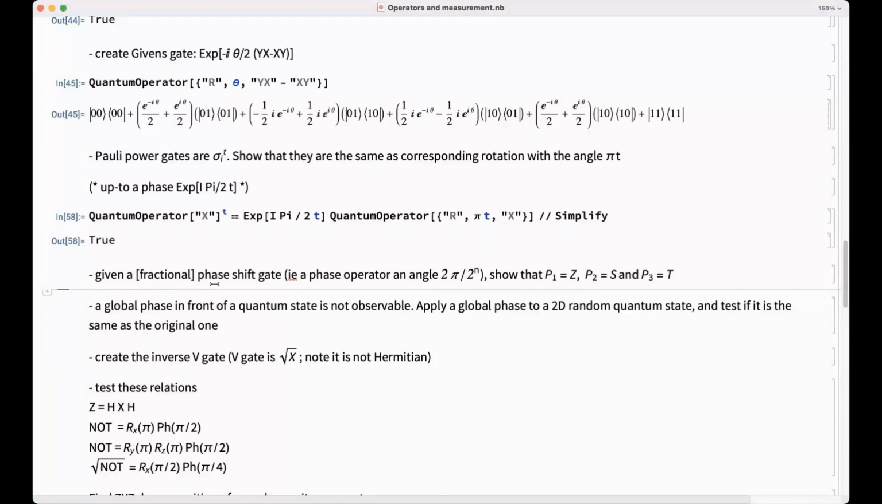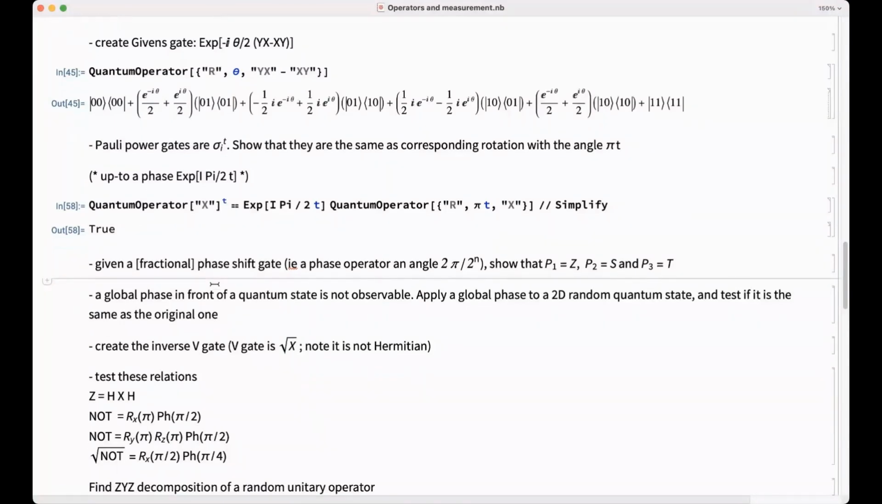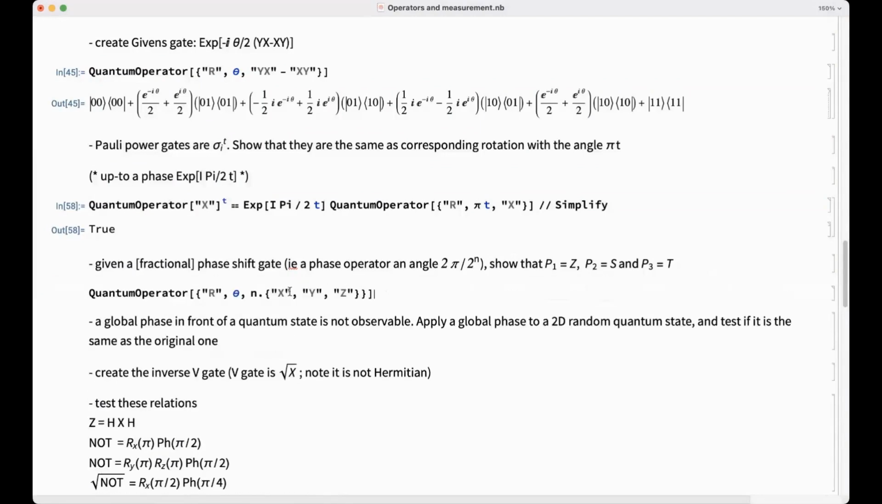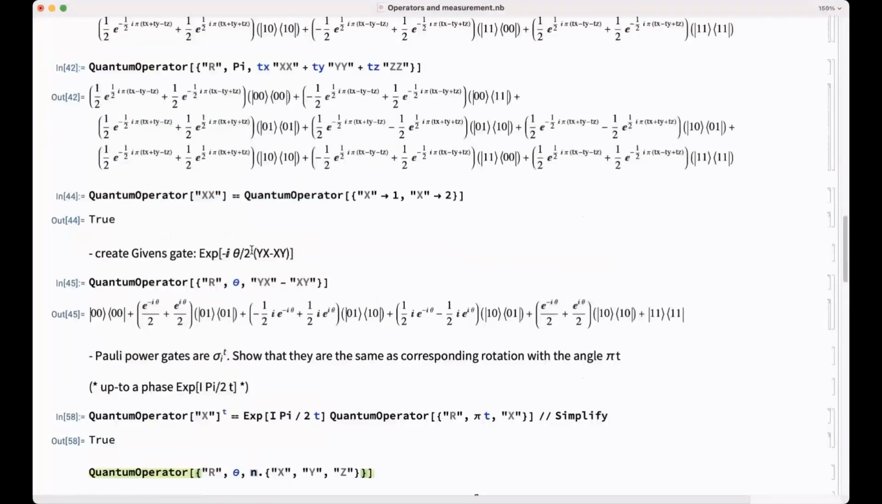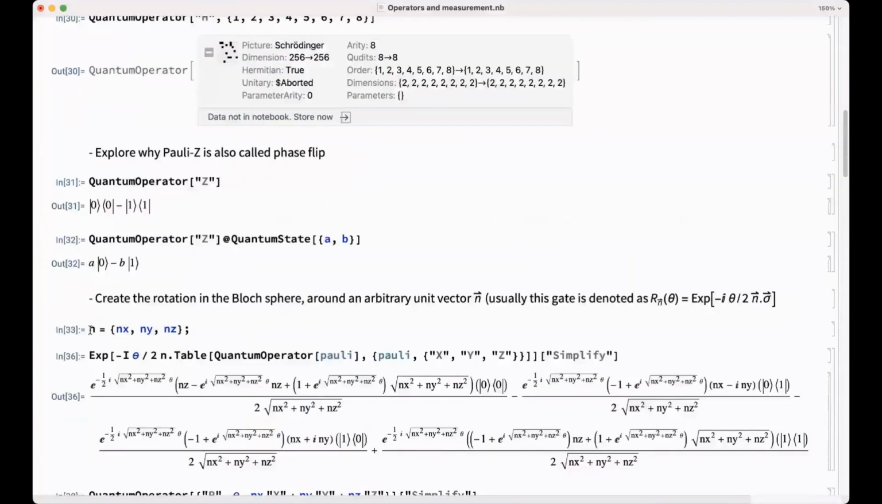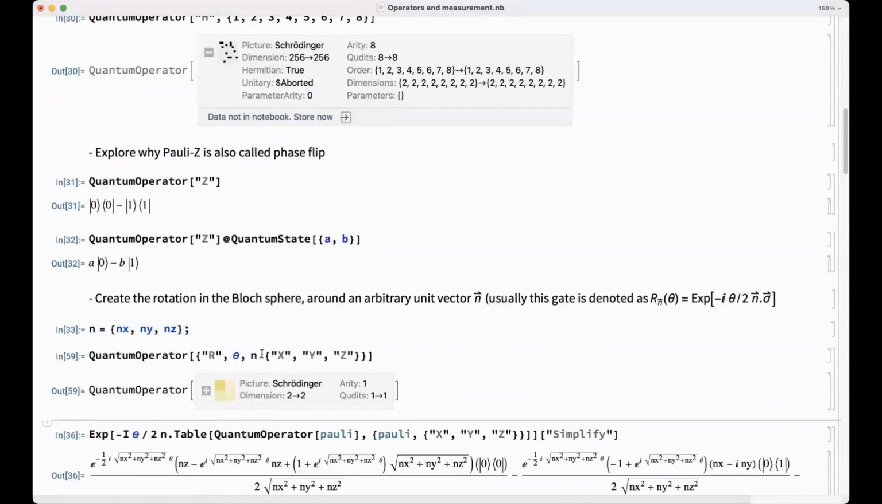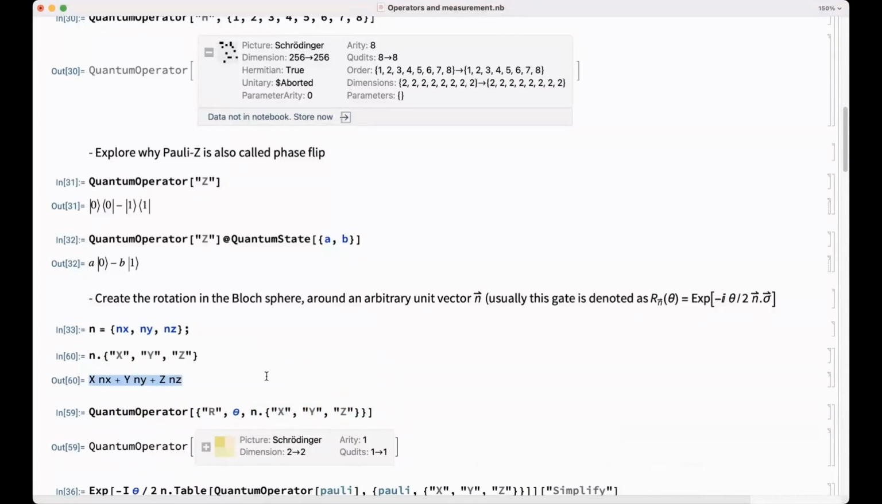Okay. Next, Nick, there is a question. They run that quantum operator R and N dot XYZ, and they get an iteration limit error. Hmm. Probably because N is undefined. Make sure, Nick, to define N as a list. So Anna, try that and let's see, you shouldn't get an error anymore. This should evaluate to that sum. Yep, you can double check.